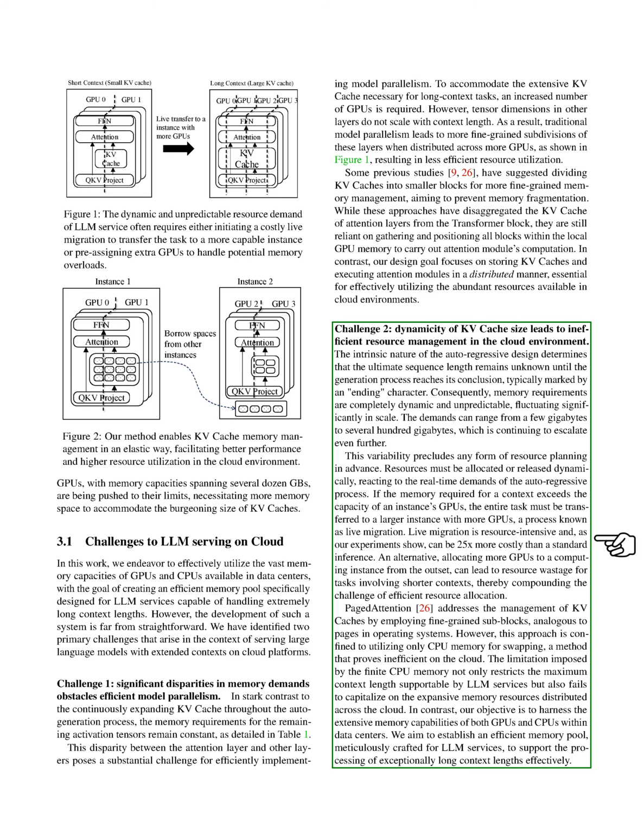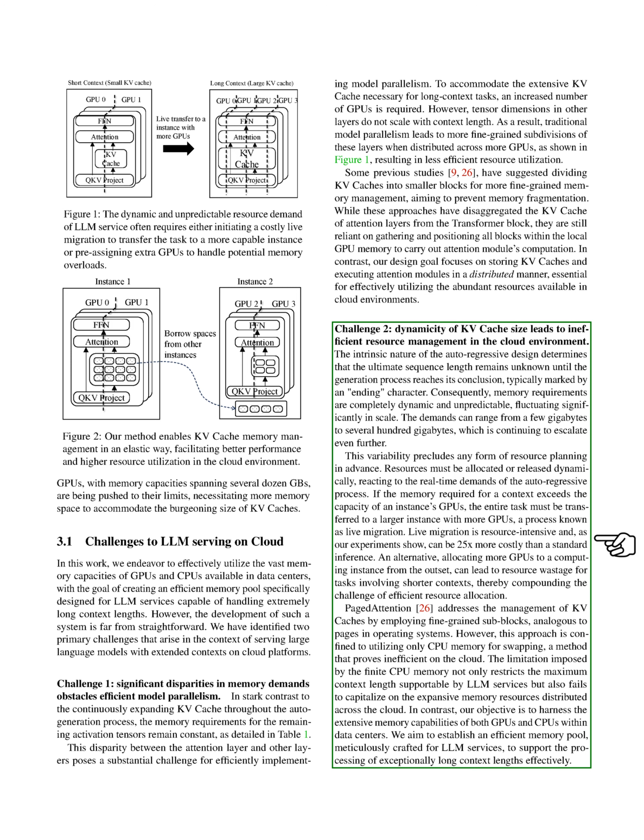An alternative, allocating more GPUs to a computing instance from the outset, can lead to resource wastage for tasks involving shorter contexts, thereby compounding the challenge of efficient resource allocation. DistAttention addresses the management of KV-caches by employing fine-grained subblocks, analogous to pages in operating systems. However, this approach is confined to utilizing only CPU memory for swapping, a method that proves inefficient on the cloud.